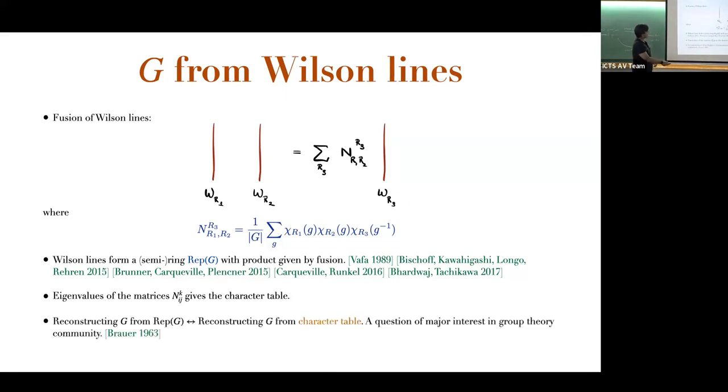So another way of saying it is, trying to figure out what the gauge group is from the OPE of Wilson lines is the same question as figuring out what the group is from the character table. So if I give you the character table of a finite group, what is the group? And this is a major question of interest in the group theory community. Even Brauer in 1963 defined this as the question of which properties of the group can be found from the character table. It's an interesting question.